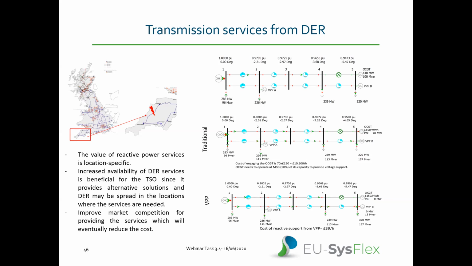However, the OCGT will also need to operate at its minimum stable generation, which normally increases the cost. The bottom diagram shows the alternative solution using the DER services using the VPP, which is found to be much cheaper than the traditional solution.